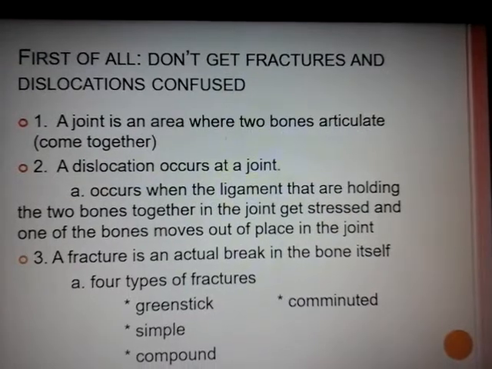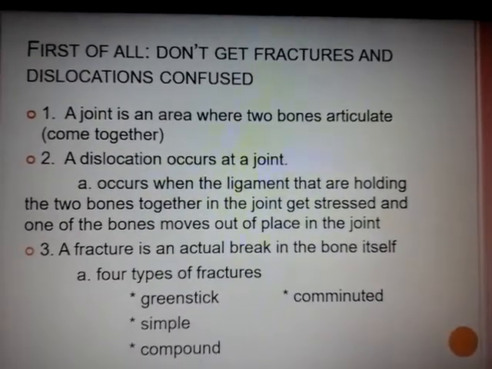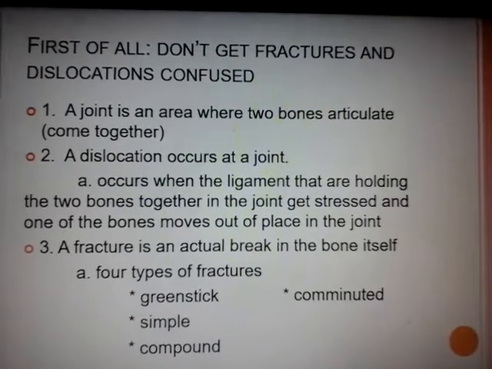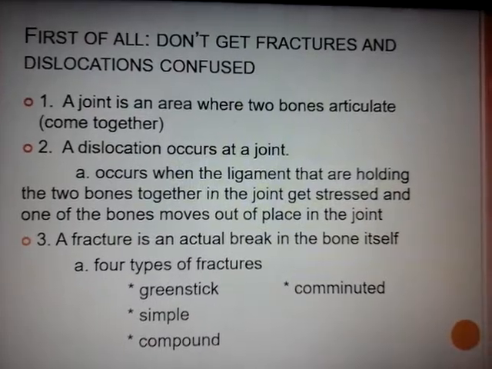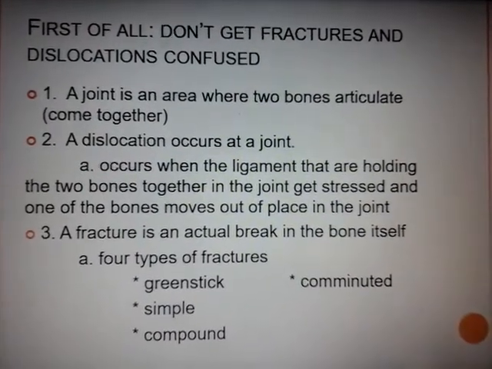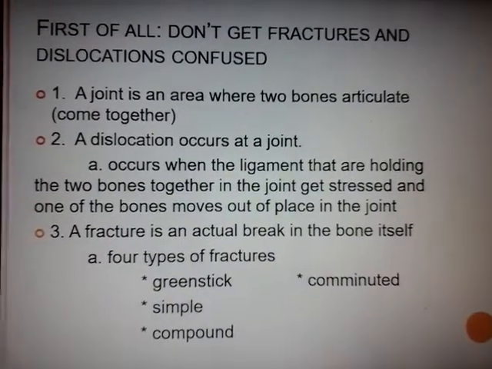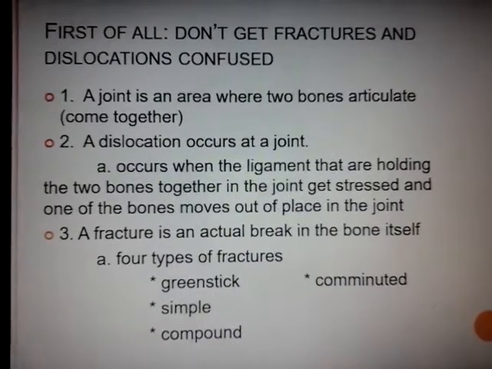Okay. A joint is an area where two bones articulate. And remember, anytime you see arth, it means joint. We've used the term articulate before. We've talked about articular cartilage. The term articulate means it's where the bones come together. So whenever you have a dislocation, that occurs at a joint. Okay? The bones are fine, but something happens to the joint.